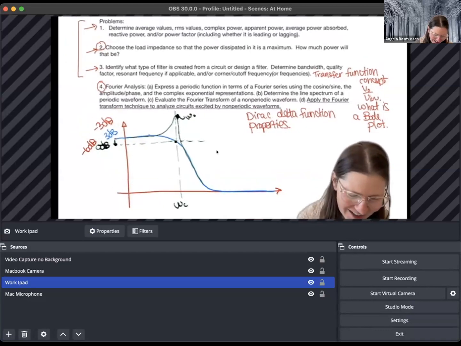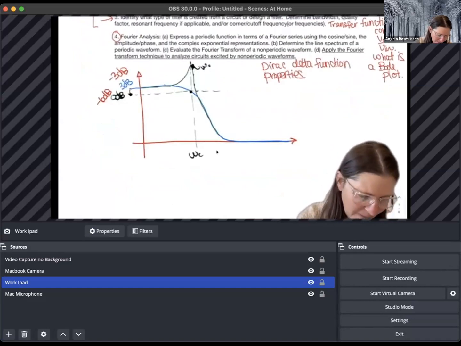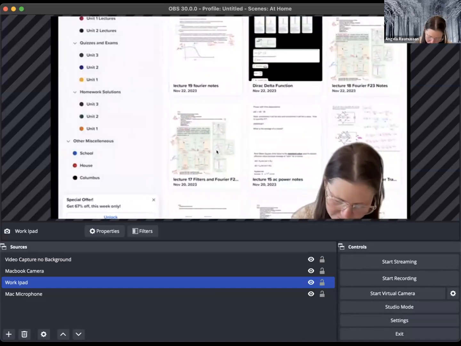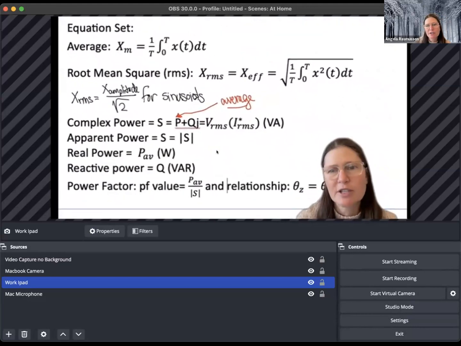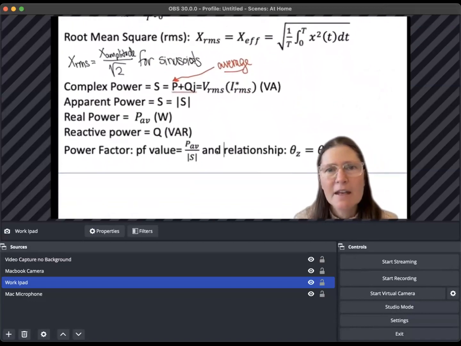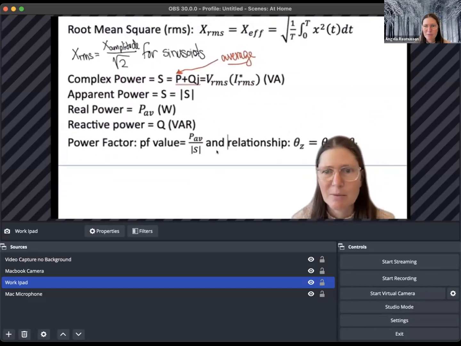Thank you. Okay. Yeah. So going back to summarizing, like this one, let's see, 15. Here is going to be understanding how to calculate each of these. And then complex power, average power, reactive power. Average and real mean the same thing. And then the power factor and the relationship of that. So these are the summary of, here's your equation set, understand how to find these values.